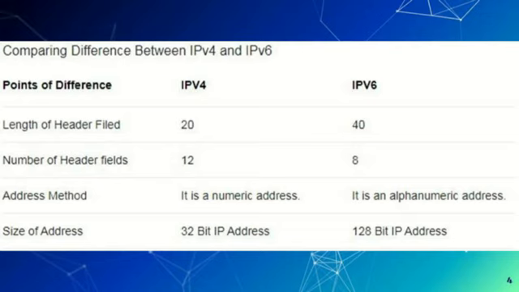And the size of the address. This is a big difference between IPv4 and IPv6. IPv4 is using a 32-bit IP address and IPv6 is having a 128-bit IP address. In many competitive exams, they ask these questions: how many bits are used in IPv4 or how many bits are used in IPv6? The main reason to change from IPv4 to IPv6 is that the length of the IP address is exceeded.